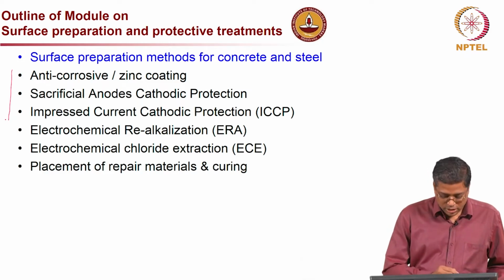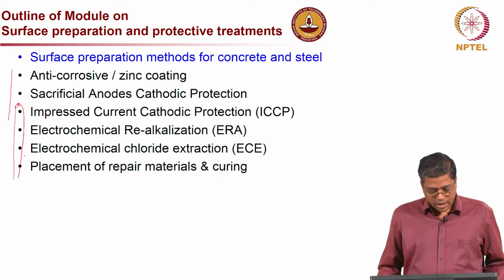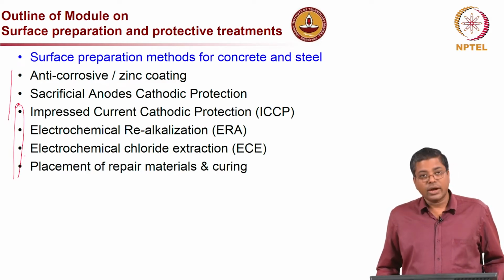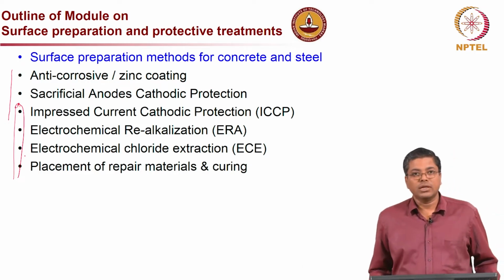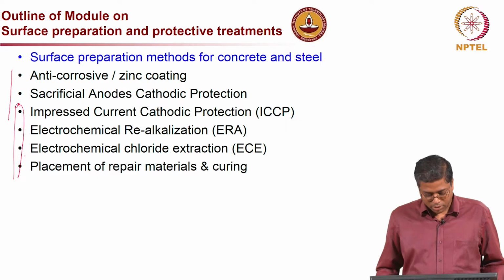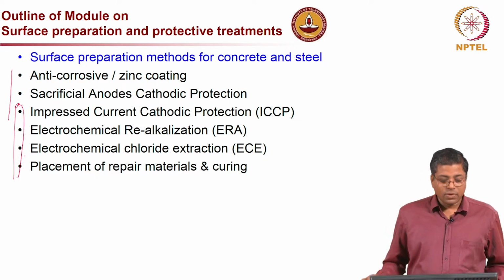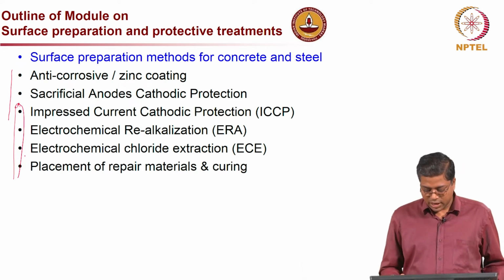cathodic protection, and then in the third lecture we will focus on impressed current cathodic protection and then electrochemical realkalization, electrochemical chloride extraction, and also the placement of repair materials and curing and their importance. So, this is how the module is split. So, today we will look at surface preparation methods for concrete and steel.